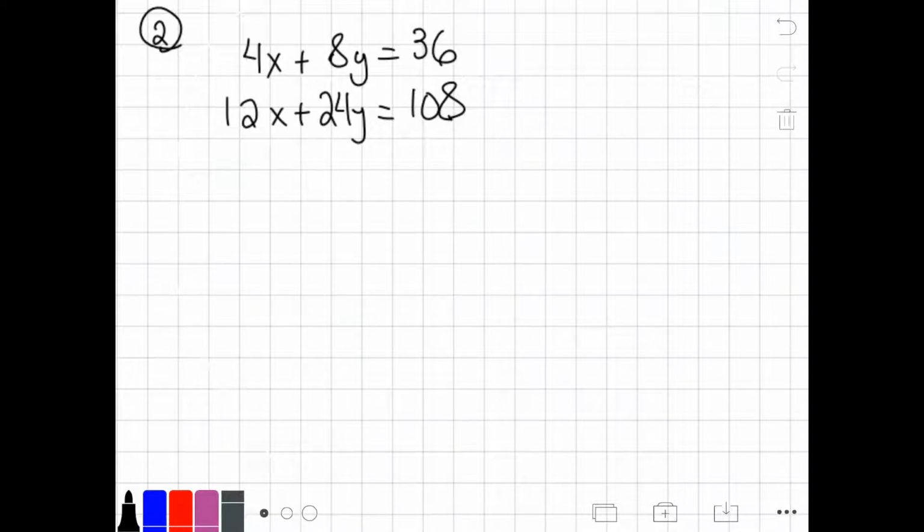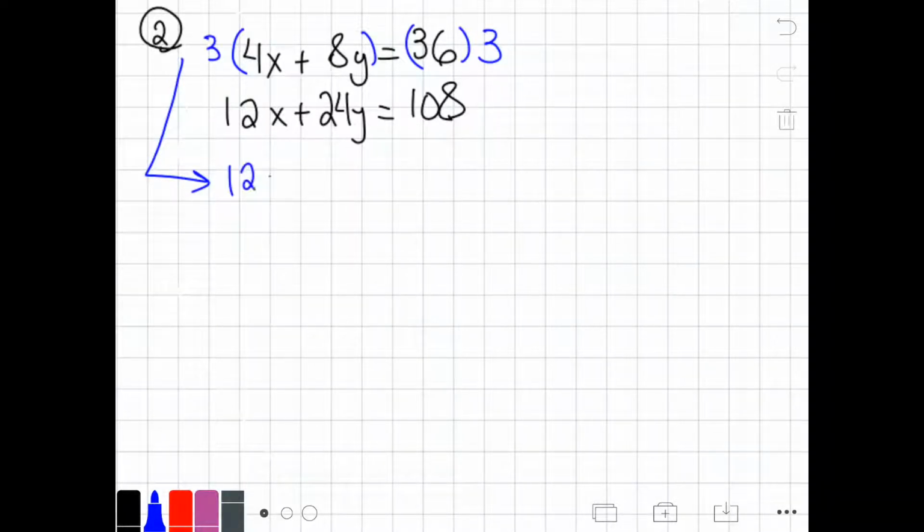So I need to think to myself, what's a common multiple of 4 and 12, or a common multiple of 8 and 24? Well, just looking at my x's there, a common multiple of 4 and 12 would be 12. And that works out real nice because I don't have to multiply the second equation at all. We already have a 12x. And I only have to multiply the top equation by 3. So let's go ahead and do that. We're going to multiply both sides of this top equation by 3. And then I'll rewrite that top equation underneath. So that'll give me 12x plus 24y equals 108.